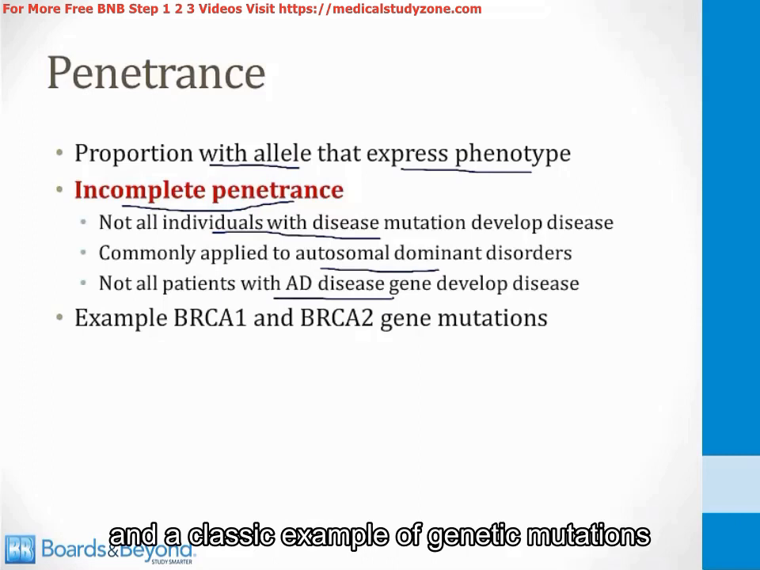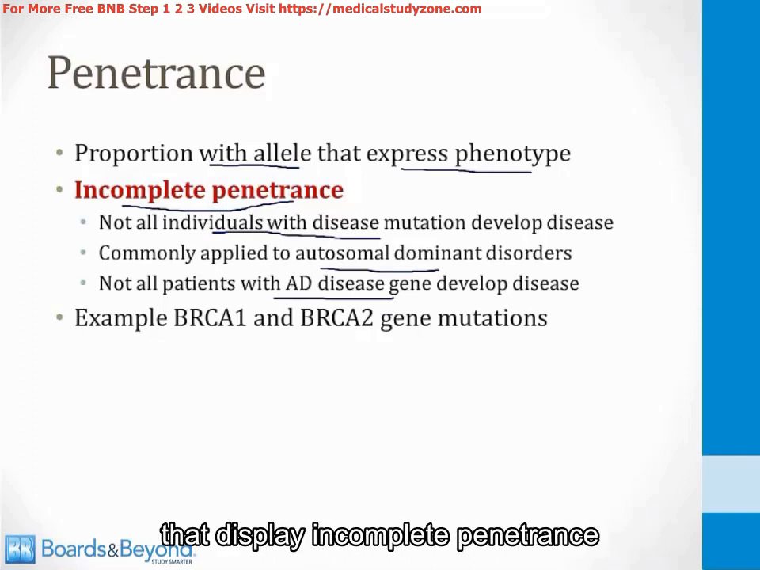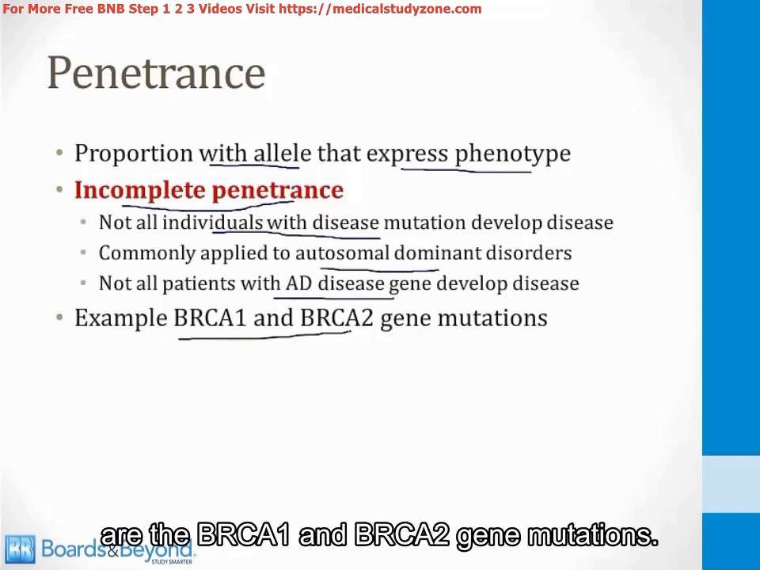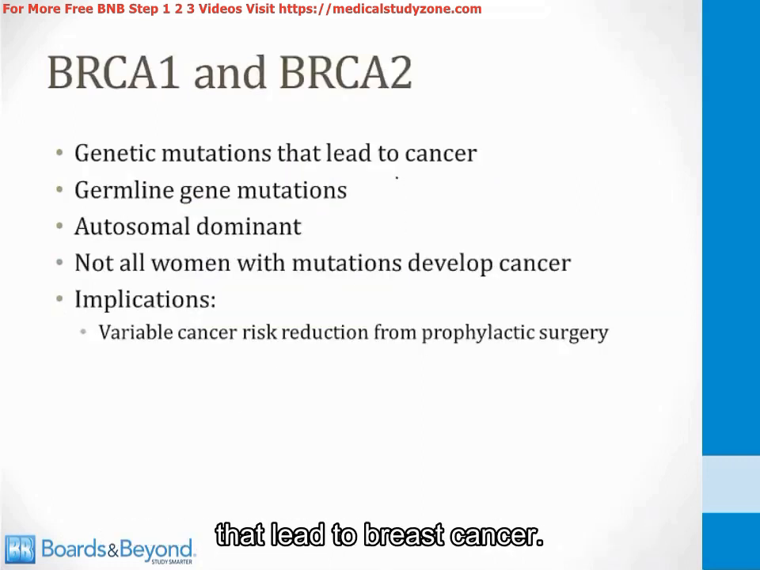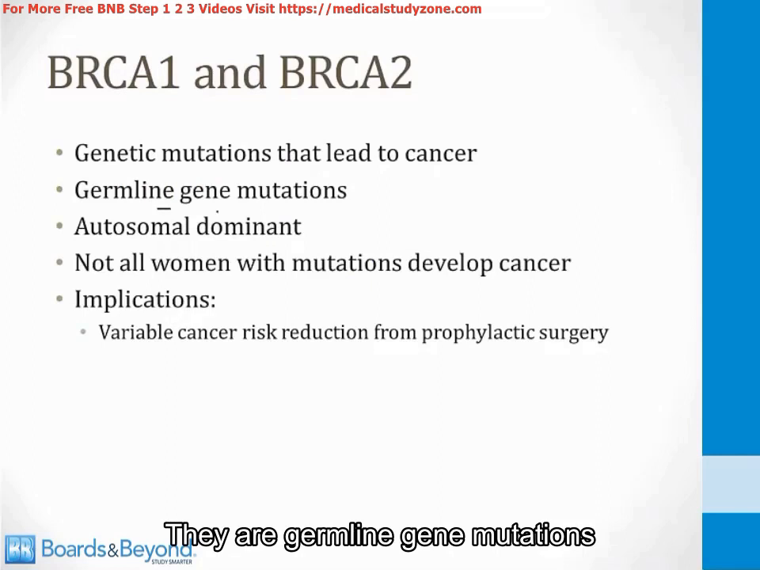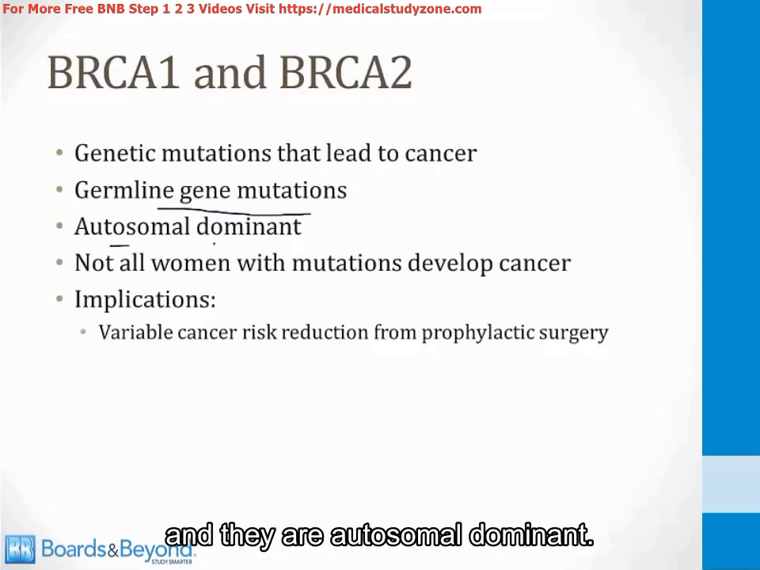And a classic example of genetic mutations that display incomplete penetrance are the BRCA1 and BRCA2 gene mutations. BRCA1 and BRCA2 are genetic mutations that lead to breast cancer. They are germline gene mutations and they are autosomal dominant.